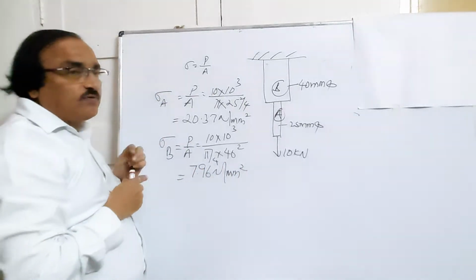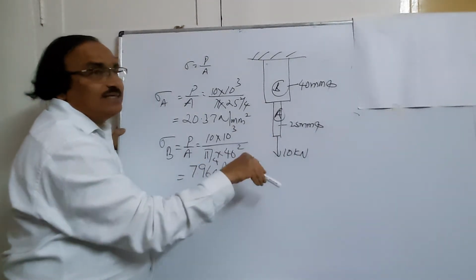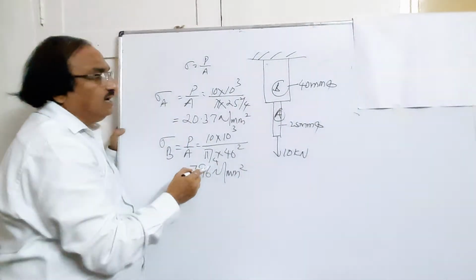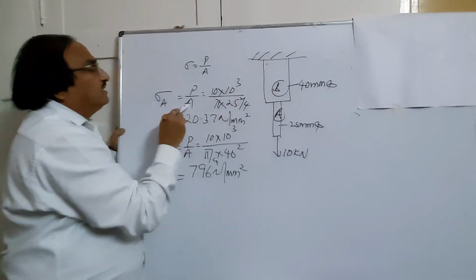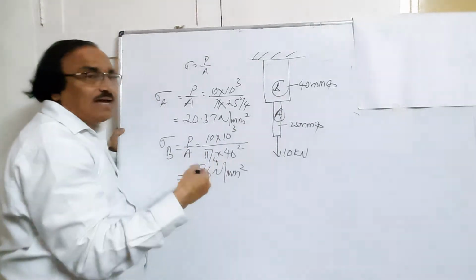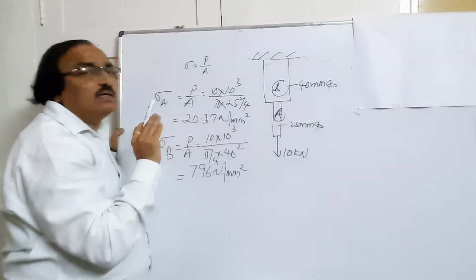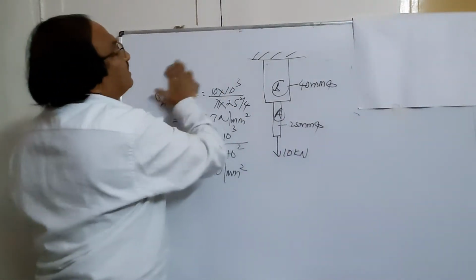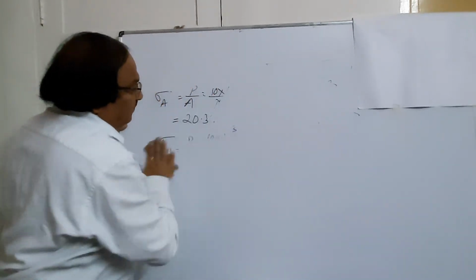You can see from this, as the cross-sectional area goes on decreasing, the stress will go on increasing. See, this is less area, this is more area. So stress here is more than stress there. So as the cross-sectional area goes on decreasing, the stress in that material will be increasing. Very simple example, directly using the formula.